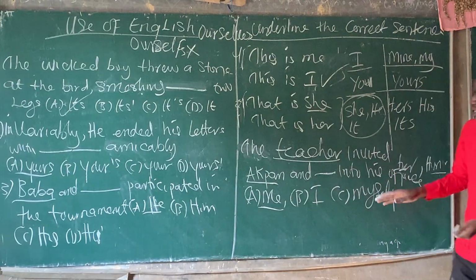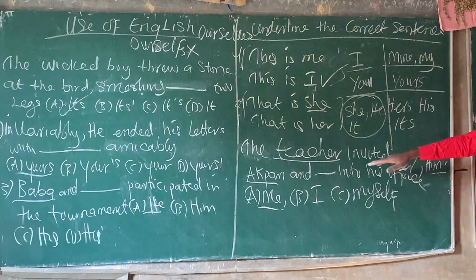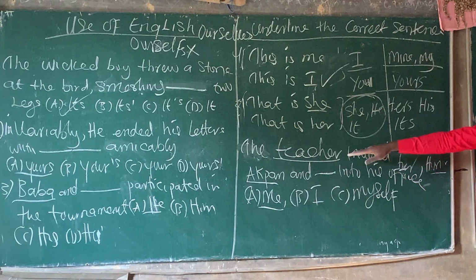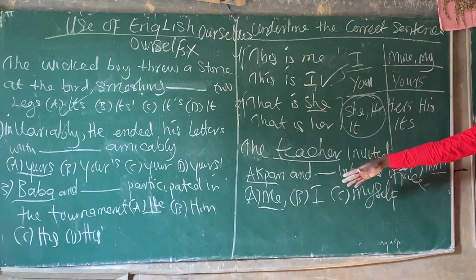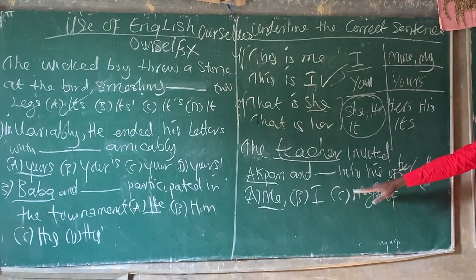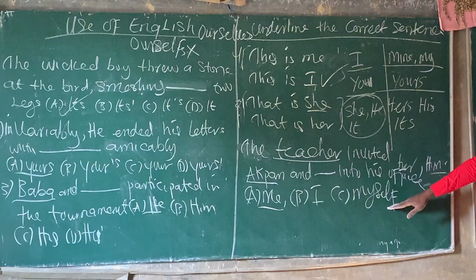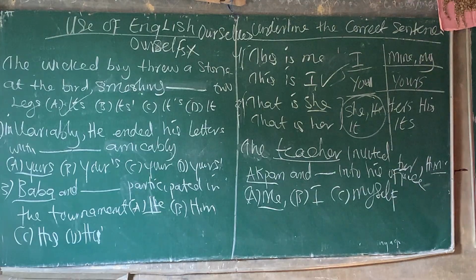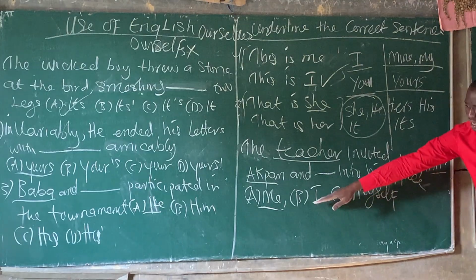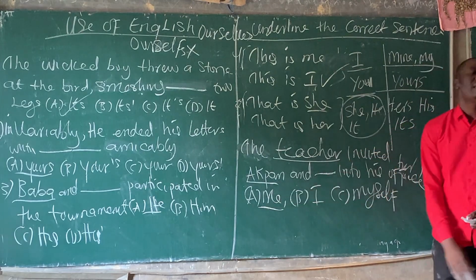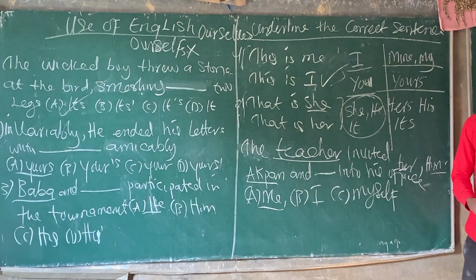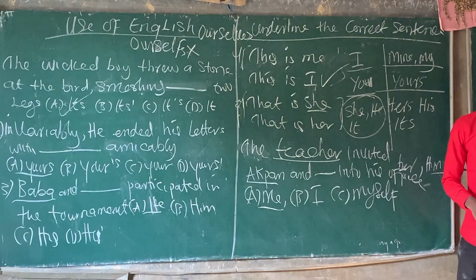Just like the last one I gave you, I said, the teacher invited Appa. The teacher is the subject. Appa is an object. And when you look at the other objects that we have, me, I, and myself, myself is still reflexive. Now, the I and the me: the I is the subject, the me is the object. So me is the answer. The teacher invited Appa and me to his office.